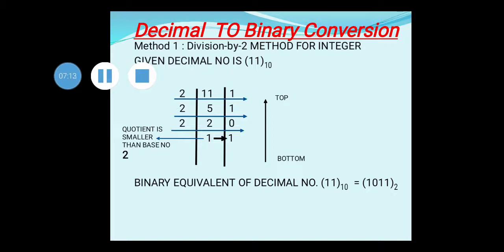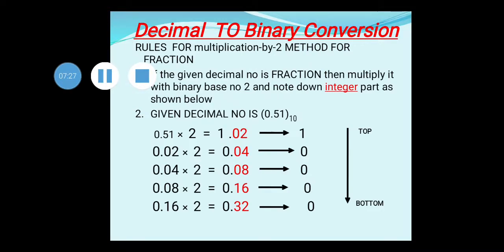So whenever the decimal number is only an integer, you have to follow this method to convert it into a binary number. Now if the given decimal number is a fraction, then we have to follow a different method. Here the given decimal number I have shown is 0.51.